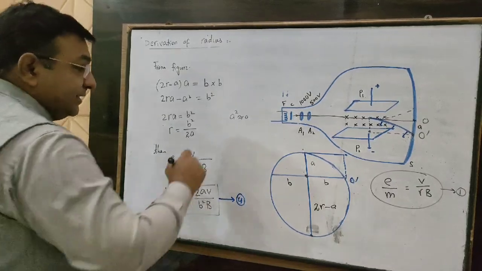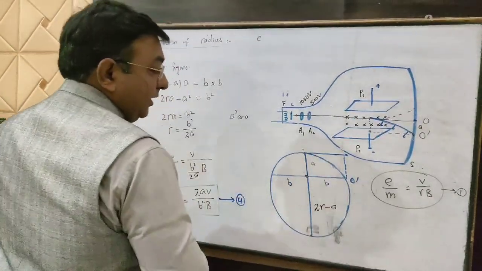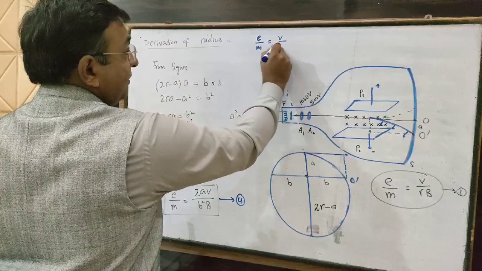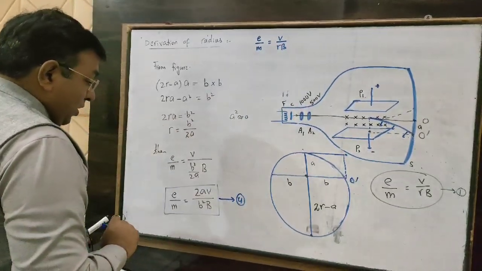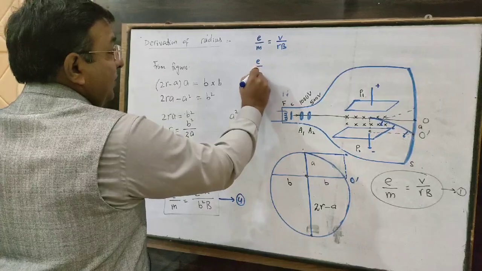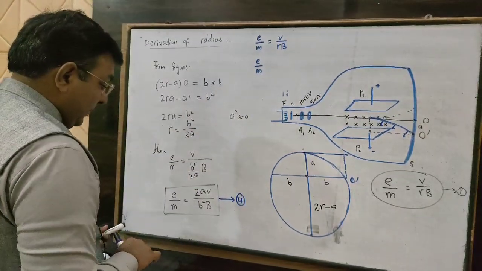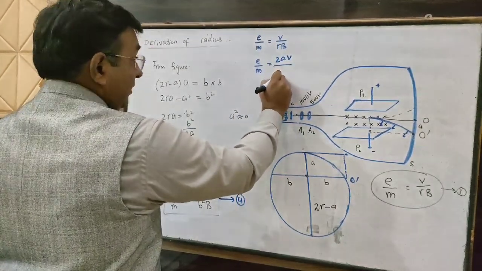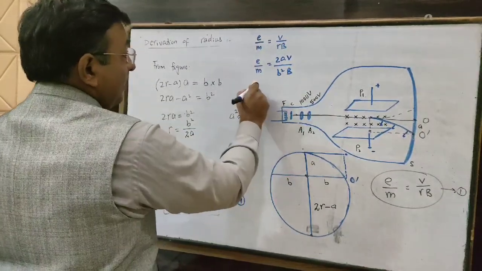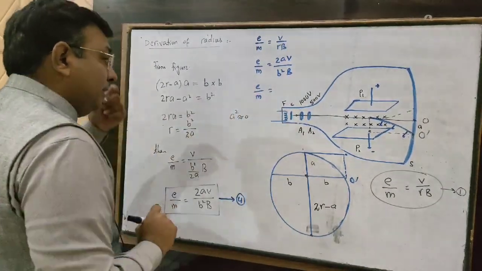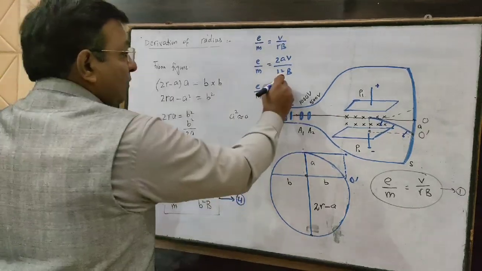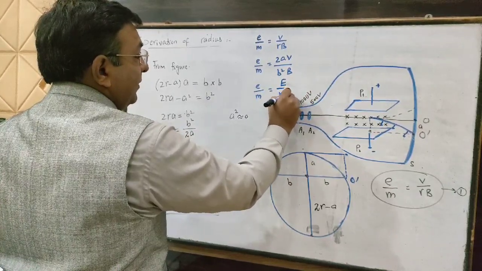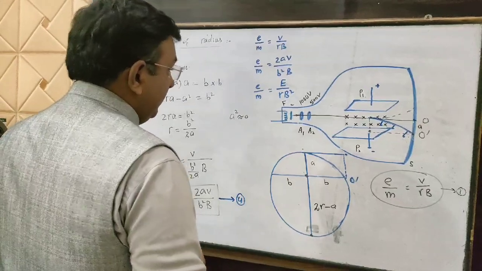तो अब आप थोड़ा सा इसको summarize कर लें. पहली equation हमने मालूम कर ली, वो हमारे पास थी e upon m is equal to v upon rB. और इसके बाद जो हमारे पास एक equation आ गई वो ये है, 2a v upon b square capital B. और तीसरी equation हमारे पास आ गई charge to mass ratio के लिए, वो हमारे पास थी e upon m equals E upon r b square. ये तीन equations हमने derive कर ली.